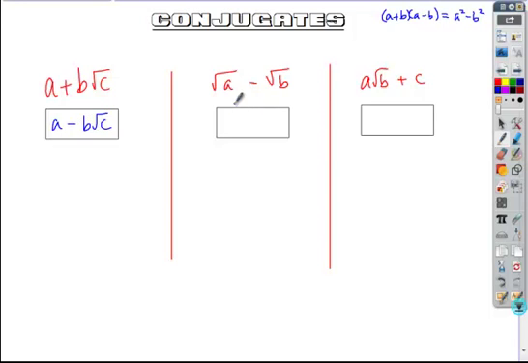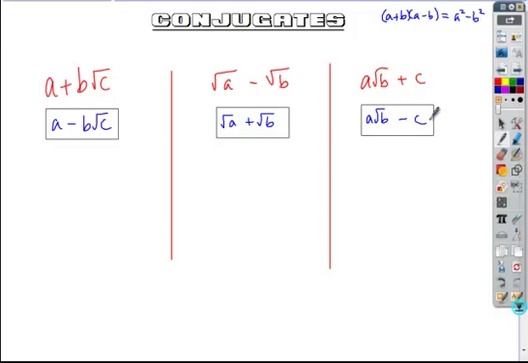And so what would be the conjugate of this middle term here? Root a plus root b. Perfect. And the last one would be? Perfect. And so that's what a conjugate is.